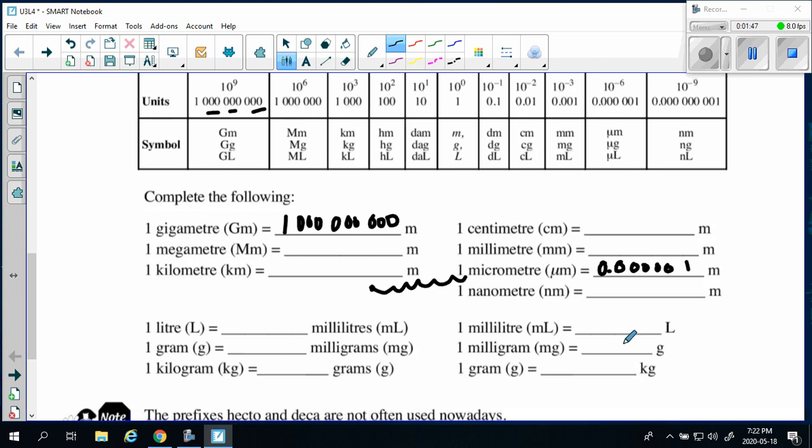So 1 milligram, how many grams is that? Well, it'll be 10 to the -3. So if we move this 1, 2, 3 steps, the decimal place now lives here. So we have 0.001 grams.